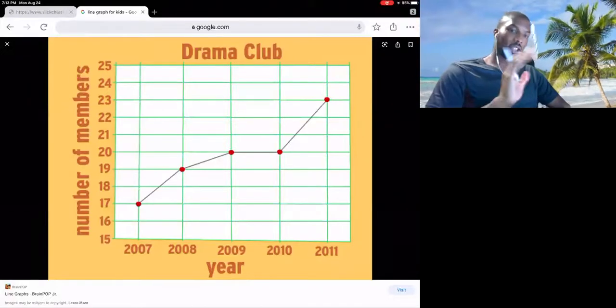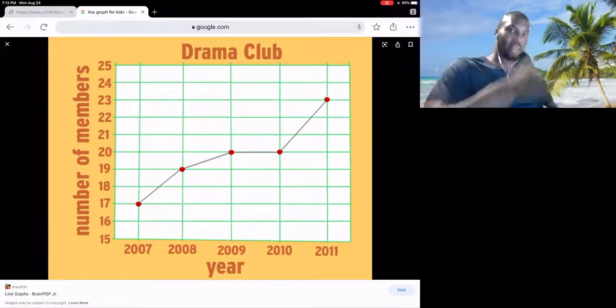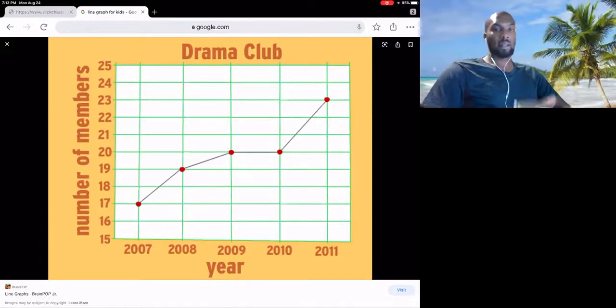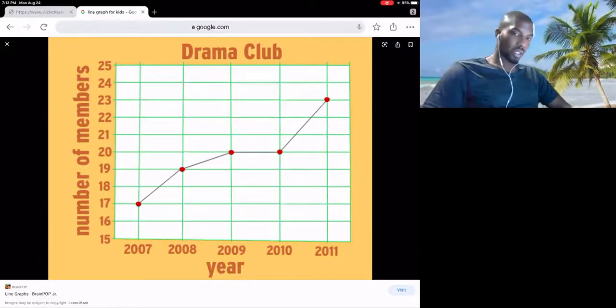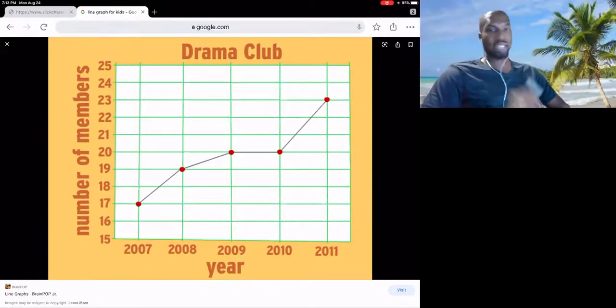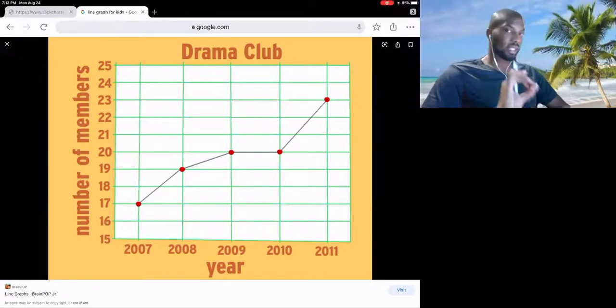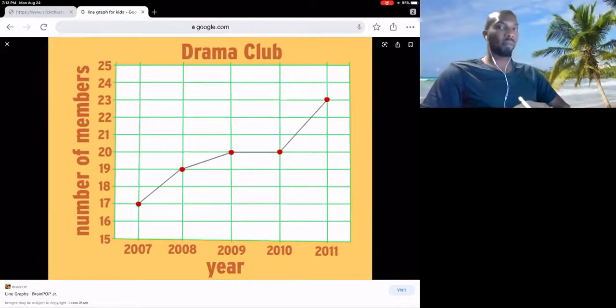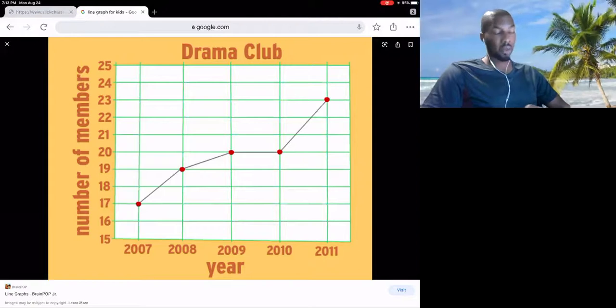So if I look at 2007 and I look up and down that line, you will see that in 2007 there is a dot on line 17. What that tells me is that in 2007, the number of members in the drama club was 17. Or said another way, there are 17 people in the drama club in 2007.